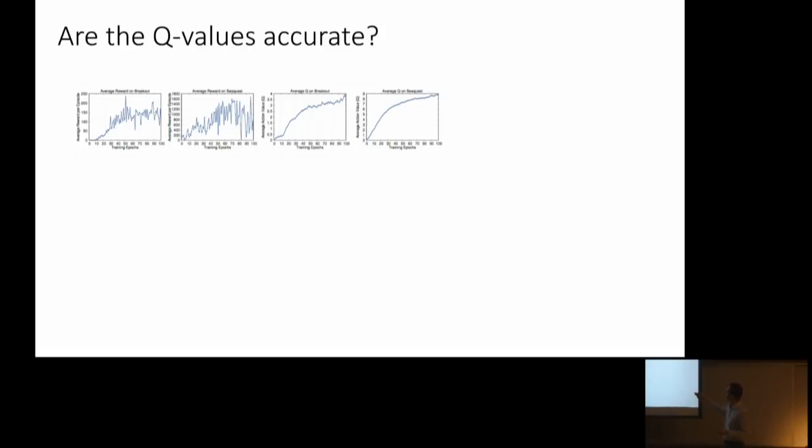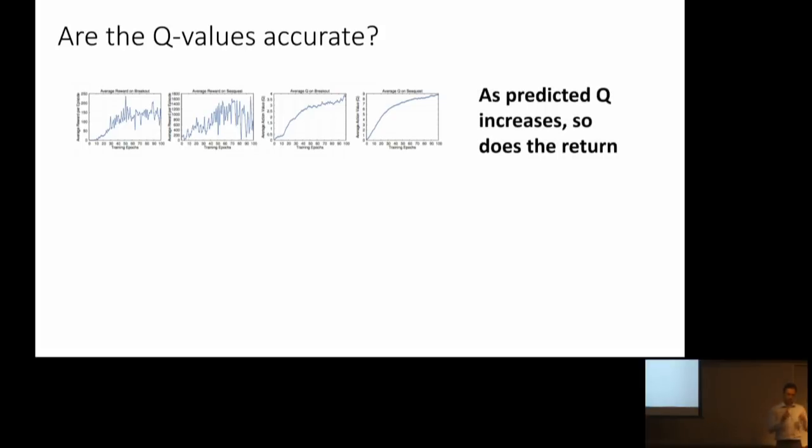Unfortunately, the people who drew these plots normalize things in weird ways, so the numbers on the y-axis actually don't mean anything. But you can see that both of them seem to be going up. So that's kind of good news. This is going up, and this is going up. So you're predicting that you'll do better, and you indeed end up doing better. That's what we'd like to see. So the predictions seem to kind of correlate with reality. As the predicted Q increases, the return also increases, which is good.